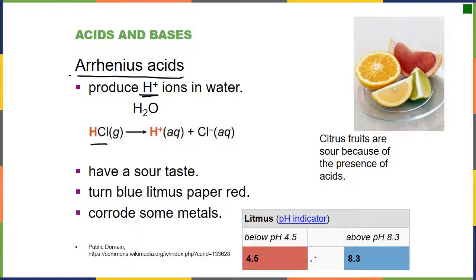So if we look at something like HCl, it's going to break into water and produce an H plus and a Cl minus. Acids have a sour taste. They turn blue litmus paper red, the red for the R in acid, if you want to take a look at that. And some metals will react with them and they corrode. If we've got a pH that is less than 7, we're going to have a solution that is acidic.